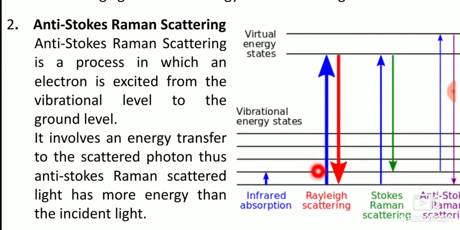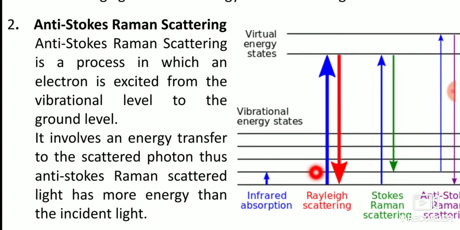Here you can see that the electron is present at the ground level. It jumps from the ground level to the higher virtual energy state, and then it comes back to the ground level. So there is no change in energy. This is Rayleigh scattering, as we have discussed earlier.